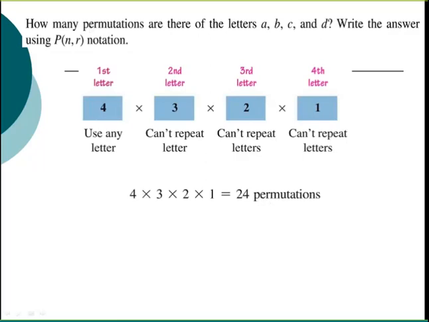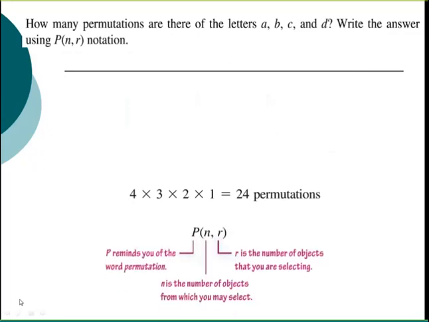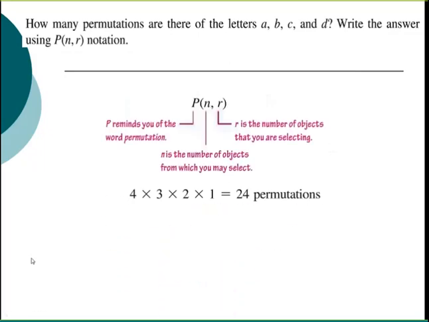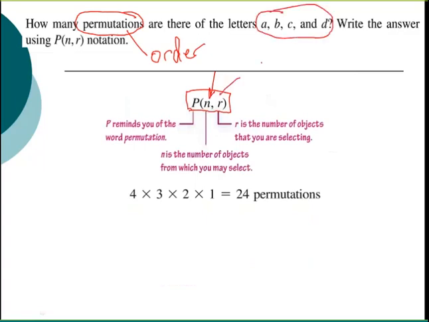The difference is now that we're just calling this the word permutation, and it is talking about order, how many different ways can you order these 4 letters. And so to write it in this notation, all we have to do is figure out that the N is how many things there actually are in the set, and then R is the number of objects that you're selecting.